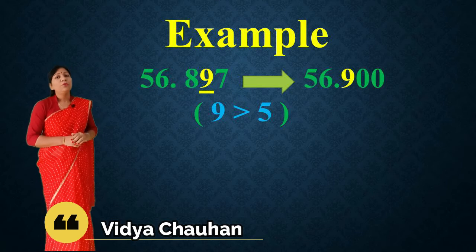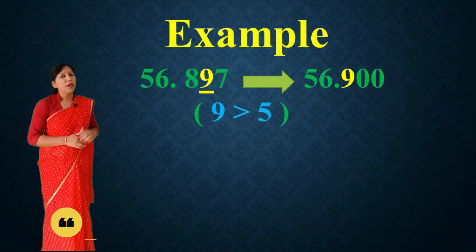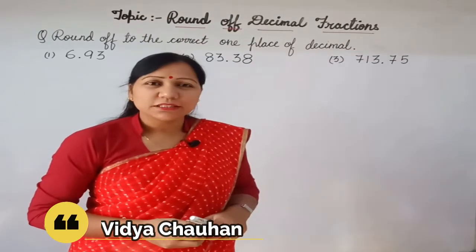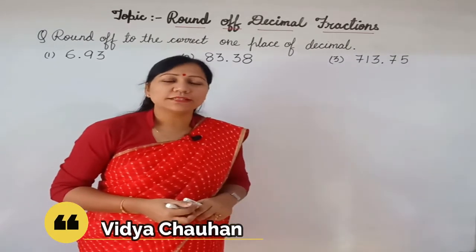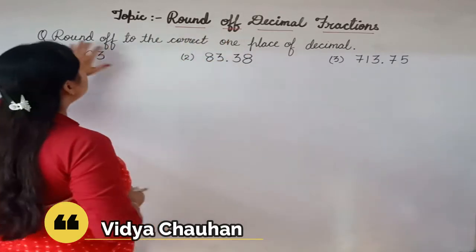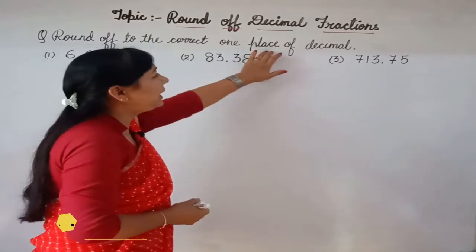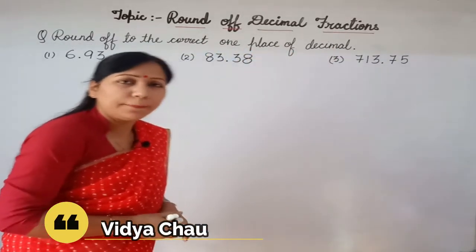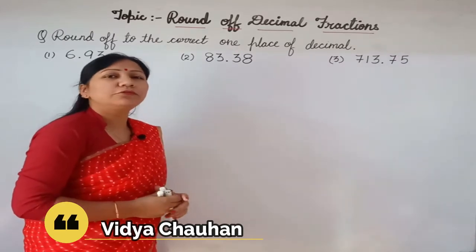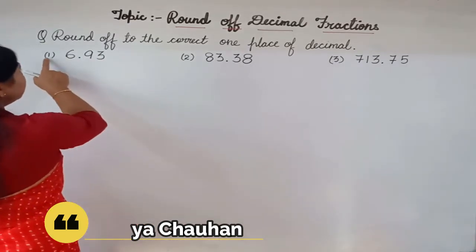Now we will discuss some examples from your exercise. So let us do the questions now. Students, let us discuss some exercise questions from your book related to the rounding off of decimal fractions. The question says: round off to the correct 1 place of the decimal number. So let's take the first number.